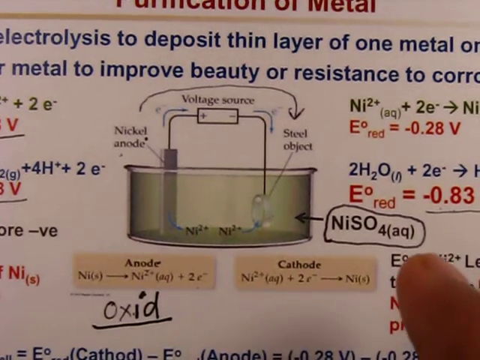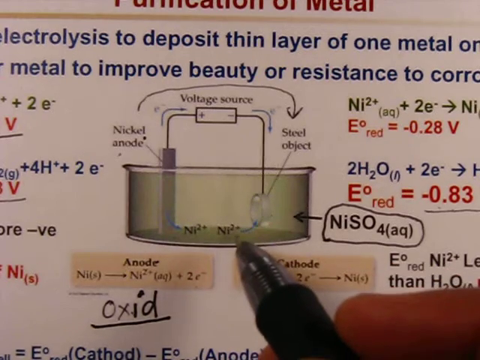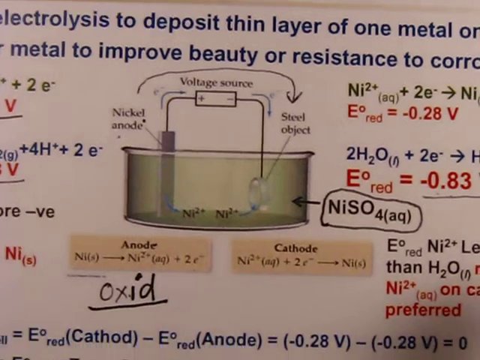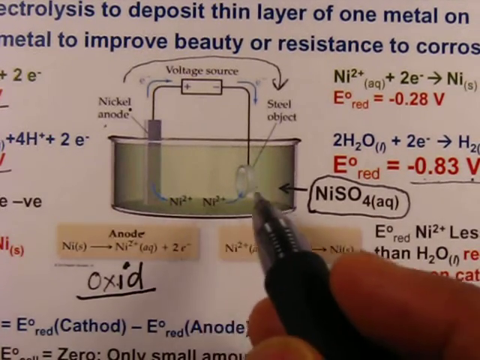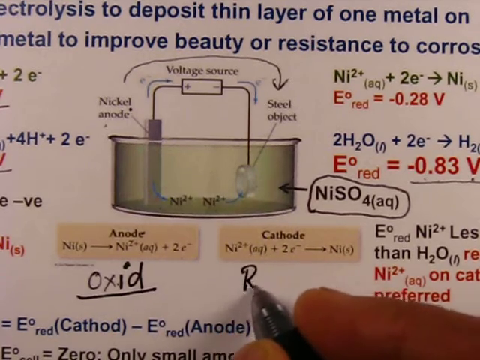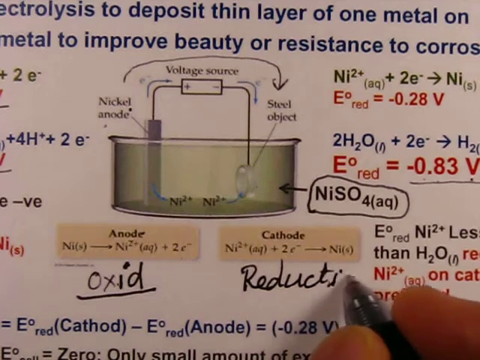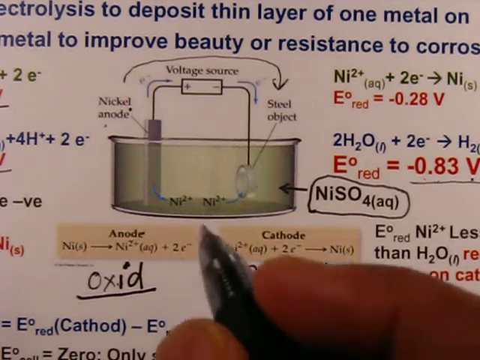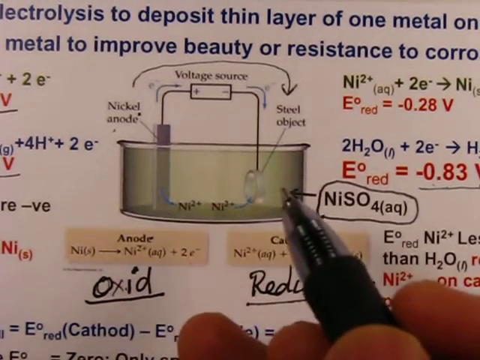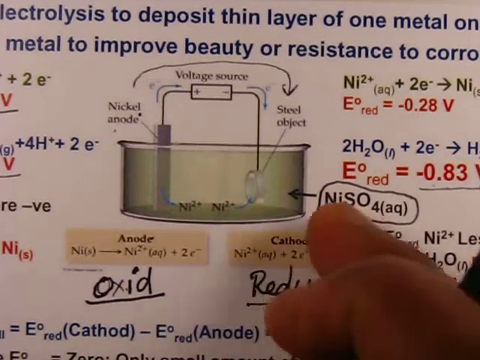And on the cathode, nickel ions are accepting or gaining two electrons and they are depositing on the steel. So reduction reaction happens on this cathode. This is a very unique example where only nickel is oxidizing and only nickel is reducing. And why is it happening?